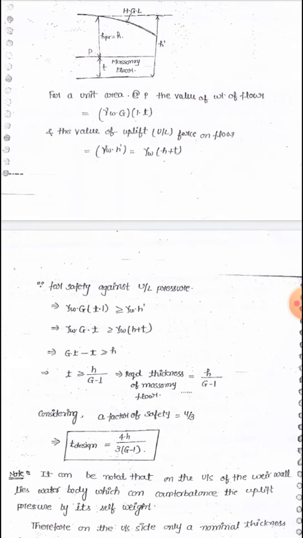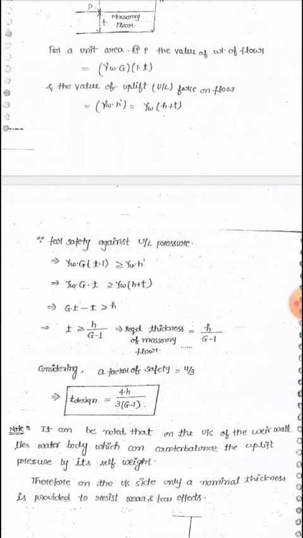We get a relation between the thickness of the floor and the head available, that is, thickness T should be greater than or equal to H upon G minus 1. Thickness T is equal to H upon G minus 1. And we consider a factor of safety, that is 4 by 3 or 1.33. So therefore the design thickness T is equal to 4 by 3 times H upon G minus 1.